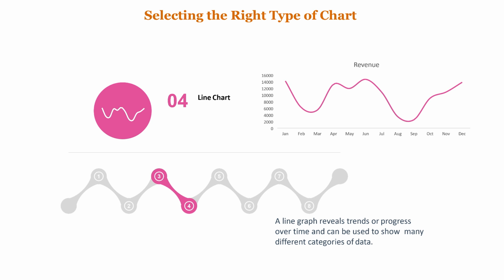So the line chart is the fourth one. A line chart basically reveals trends or progress over time and can be used to show many different categories of data. So when you want to show something that has to do with time, or distance, or a trend or progress, the best option is to use a line chart. So you see here, we have revenue, but we want to show our revenue over time, across 12 months.